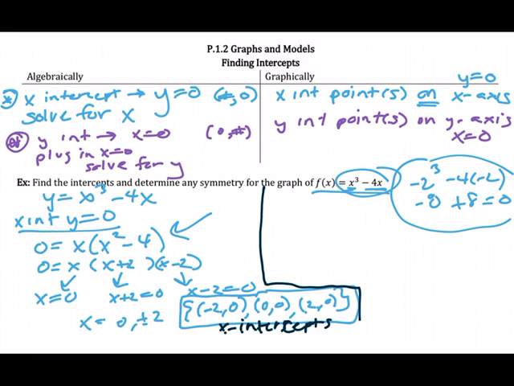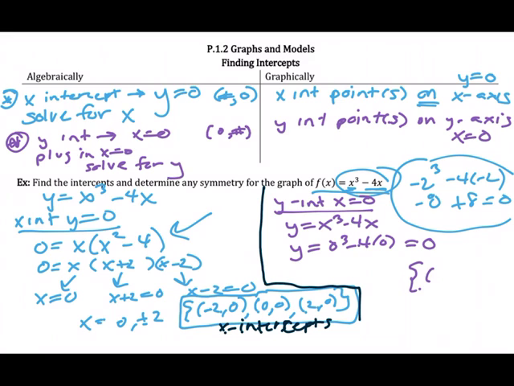Now we're going to talk about finding the y-intercept. The y-intercept, or intercepts, is what we get when x is equal to 0. So if y equals x to the third minus 4x, and x is equal to 0, that means y equals 0 to the third minus 4 times 0, or y is equal to 0. So there's only one y-intercept, and that's the ordered pair (0, 0).